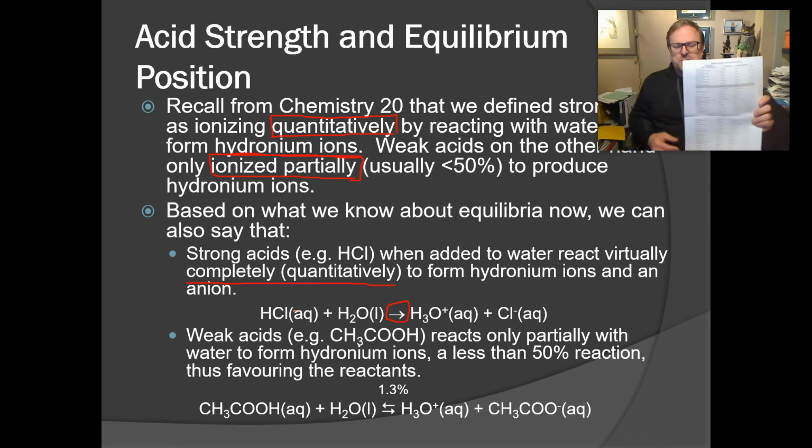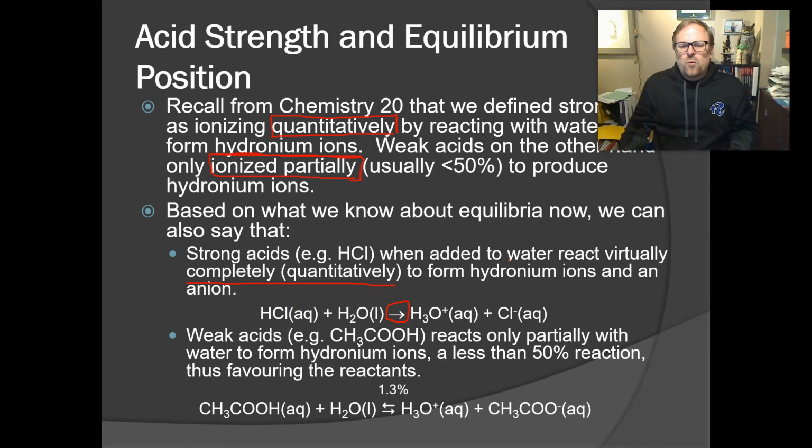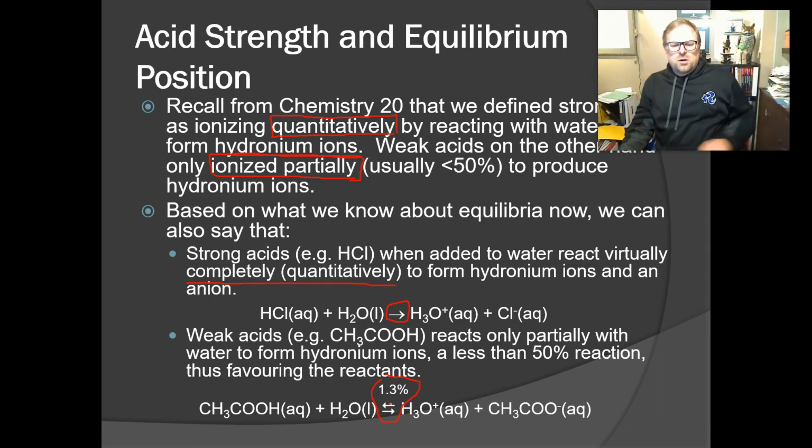All of those are considered to be strong acids, meaning that when added to water, they react virtually completely to produce hydronium ions. Weak acids, for example, something like acetic acid, CH3COOH, react only partially to form hydronium ions. So a less than 50% reaction. You'll notice in here, when we've written this out, there's our double arrow again, okay? And there is our percentage above that, and this is 1.3%, which is much less than 50%, right? So we've written out our reaction. Hope that makes sense to you guys.